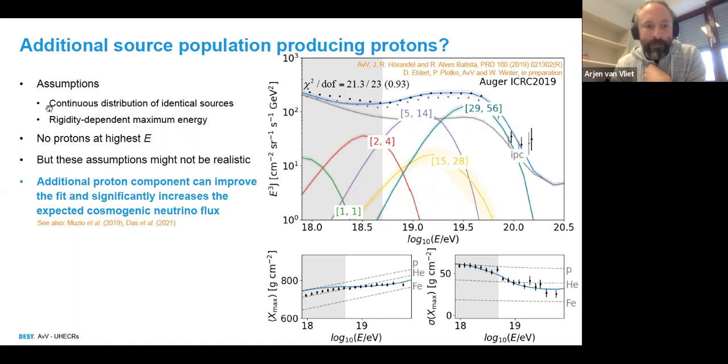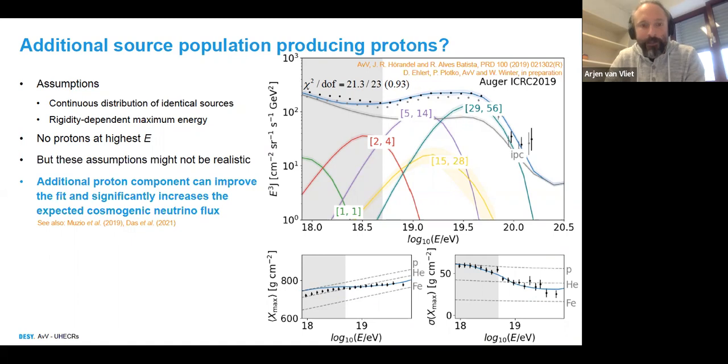The assumption that is followed here is that you have a continuous distribution of identical sources, which is of course not what is happening in nature. We don't have a continuous distribution of sources. No two sources are identical, let alone that all sources in the universe are identical. It would be very strange if, say, all sources accelerate particles to exactly the same energy. And of course, one of the other assumptions here is that you have a rigidity dependent maximum energy, which is in principle a fine assumption, but not necessarily true for all sources.